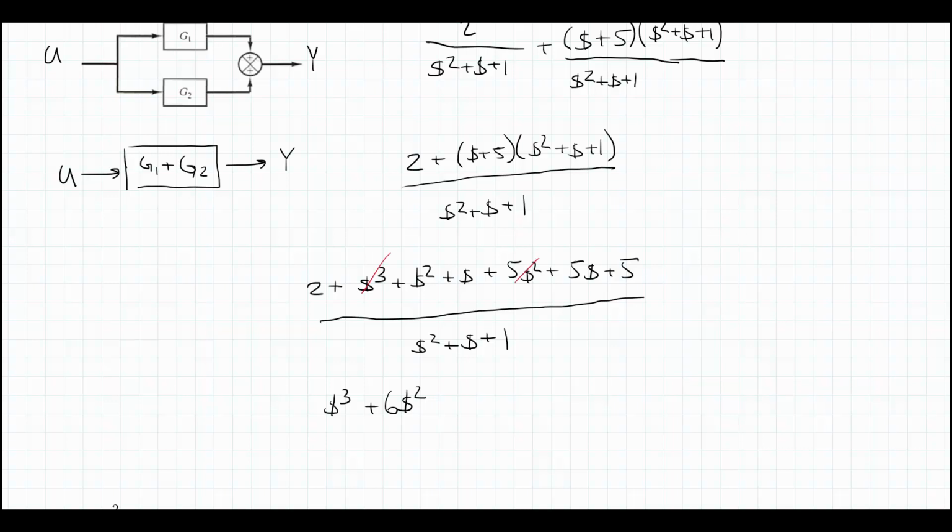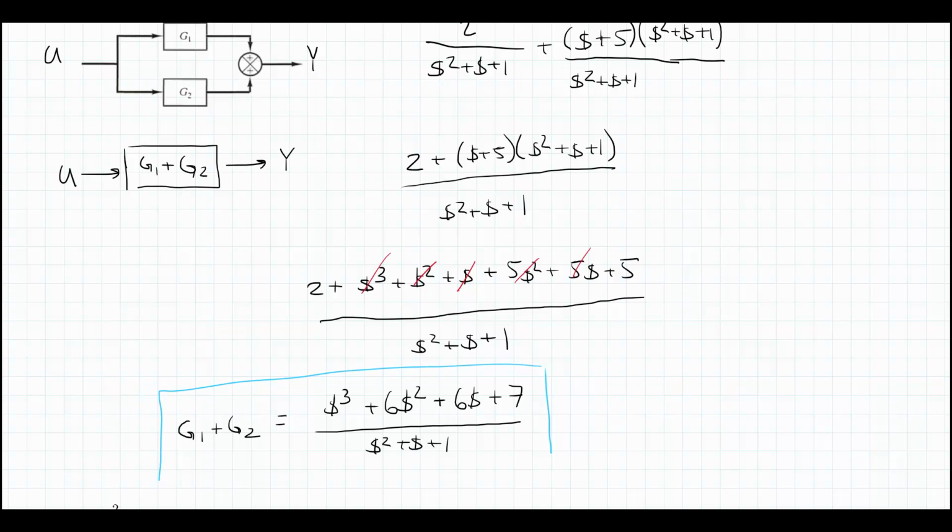So the s squared terms are now taken care of. I have an s and a 5s, will give me 6s. And I have a 2 plus 5 will give me 7. And for the denominator, that just stays as s squared plus s plus 1. And this is G1 plus G2. So that would be my final result. That is the effective transfer function when I have G1 and G2 in parallel. Again, I want to add them together.